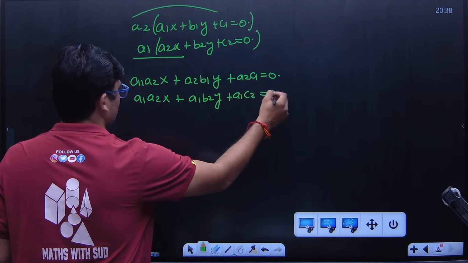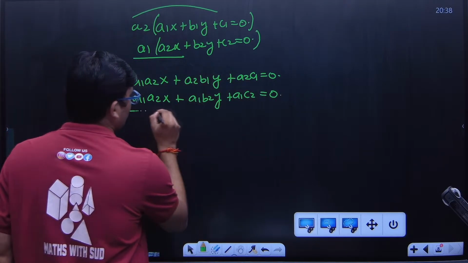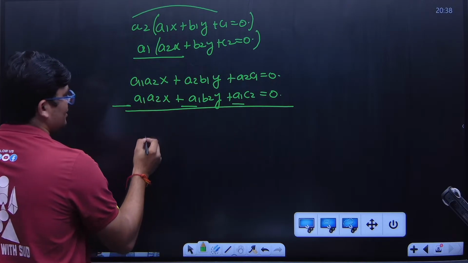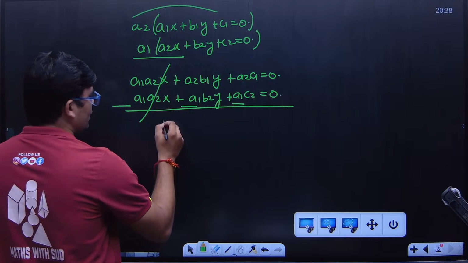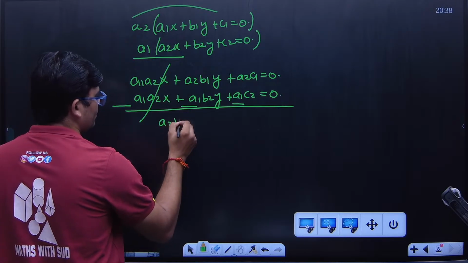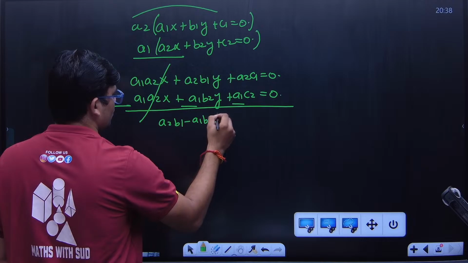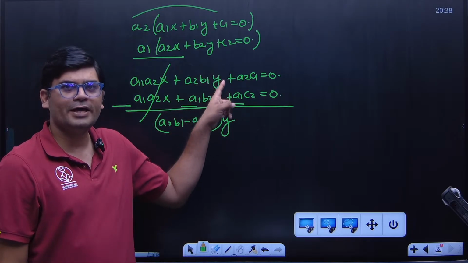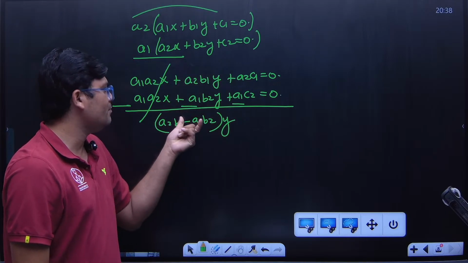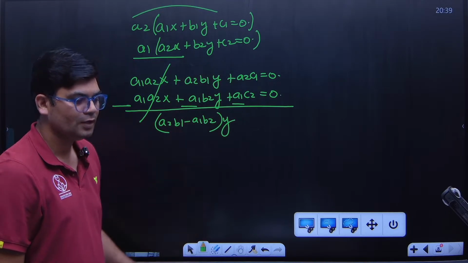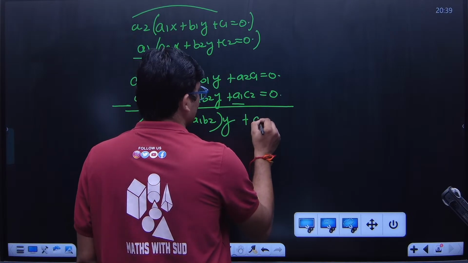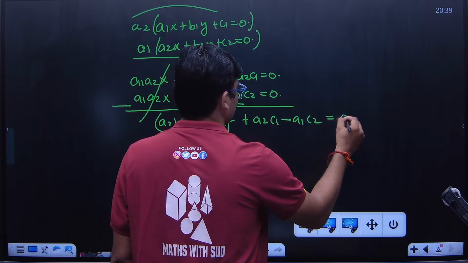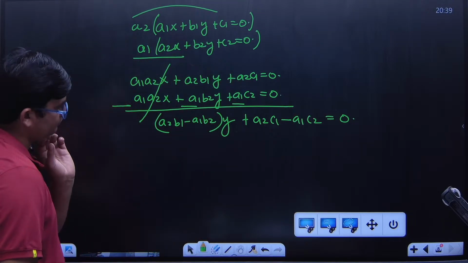The second equation becomes a1 a2 times x plus a1 b2 times y plus a1 c2 equal to 0. Now I want to eliminate x, so I will subtract this equation. The x part gets cancelled out. In the y part, I get a2 b1 minus a1 b2 times y, taking y common from both. Then I get plus a2 c1 minus a1 c2 is equal to 0. Are you getting it? Yes, sir.